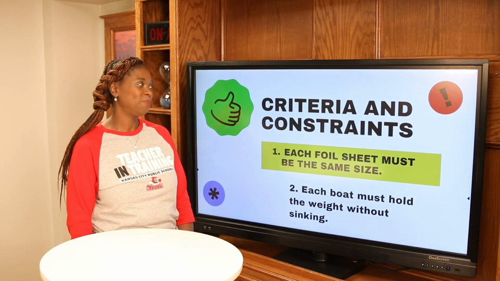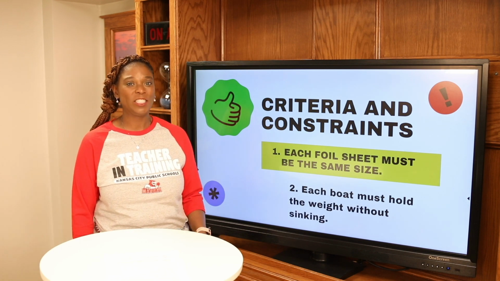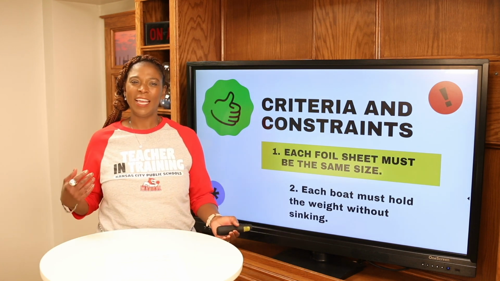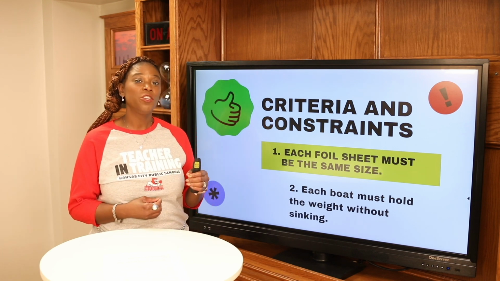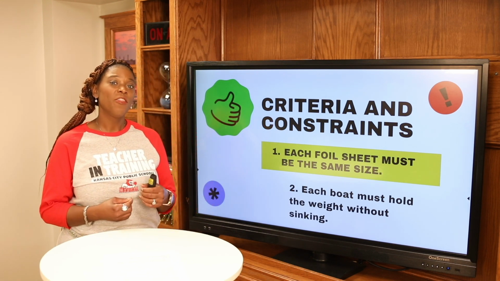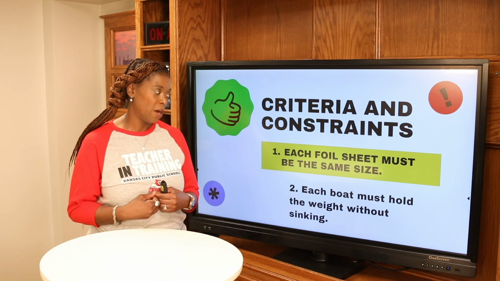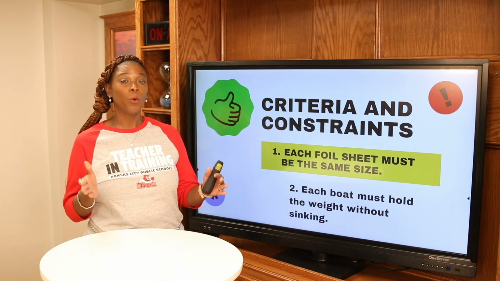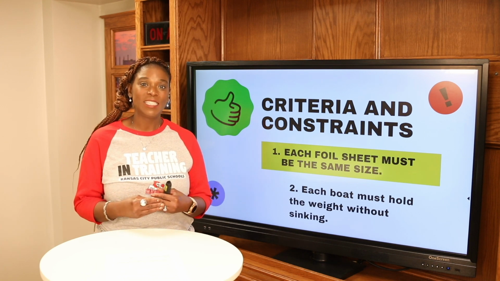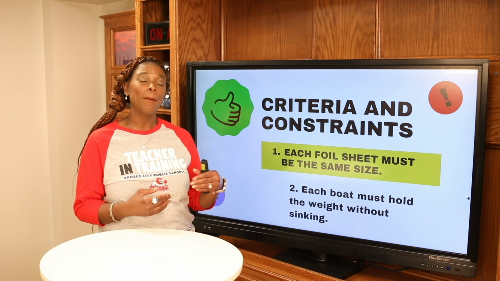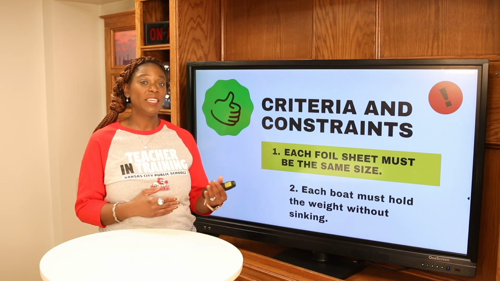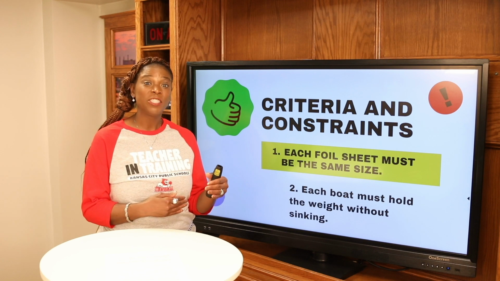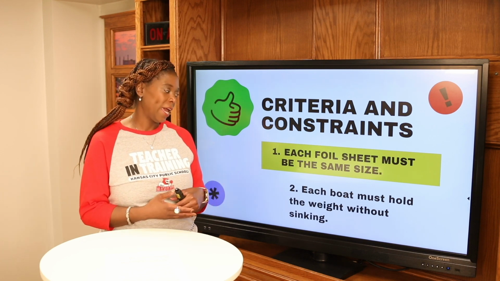Let's take a quick look into our lesson. Get ready to learn. Our criteria and constraints are as follows. What do I mean by that? What I mean by criteria, when you start to do this project, there are certain things that you're going to want to think about. For one, our foil sheets are going to all need to be the same size. That way, if you replicate the project, you can see how it may be differentiated based on using the same size sheet and folding it in different ways.